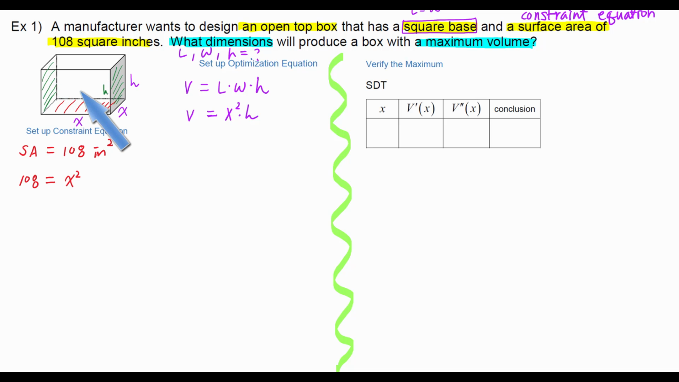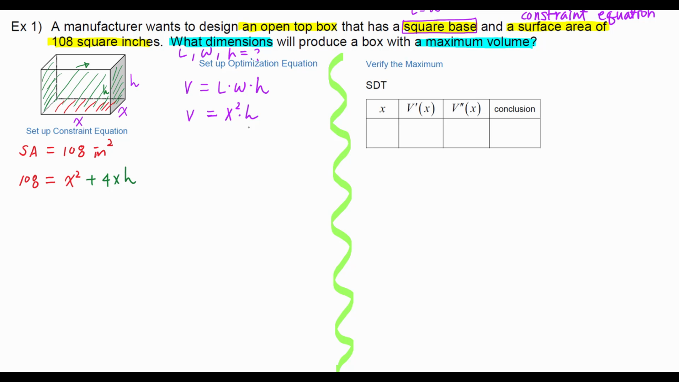Well, this is also height h, so this face is x times h. And on the back, the back face is also x times h. So you have four faces of x times h, 4xh. So this is my surface area constraint equation. You can see this gives me a relationship between x and h.